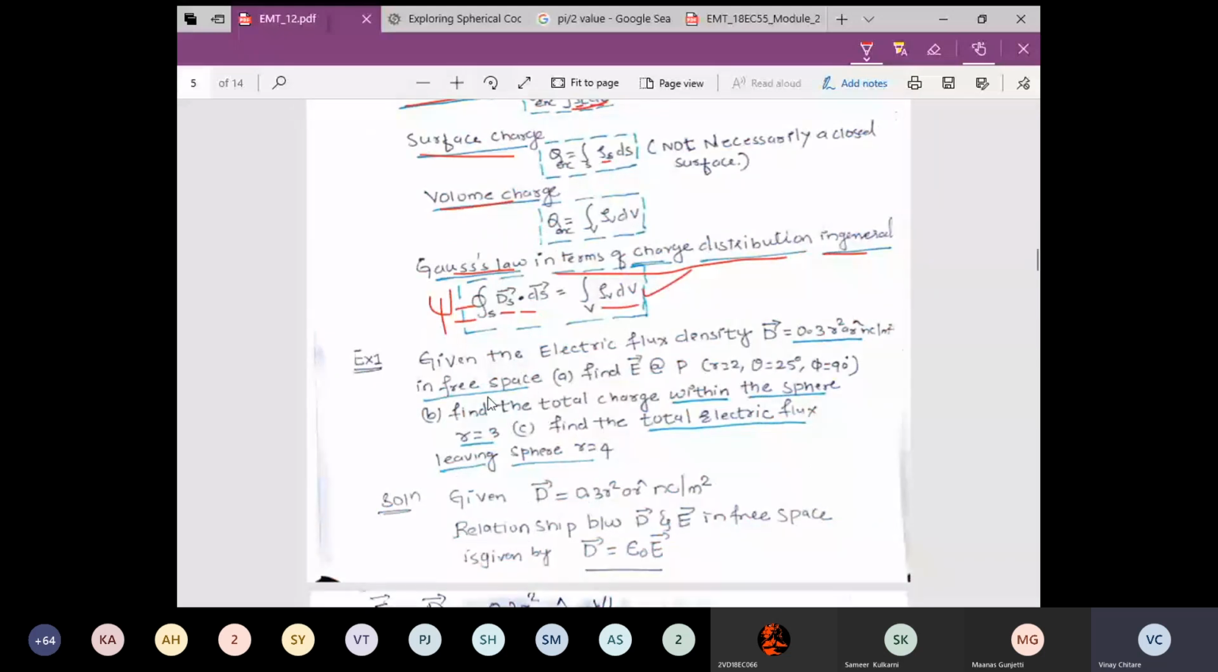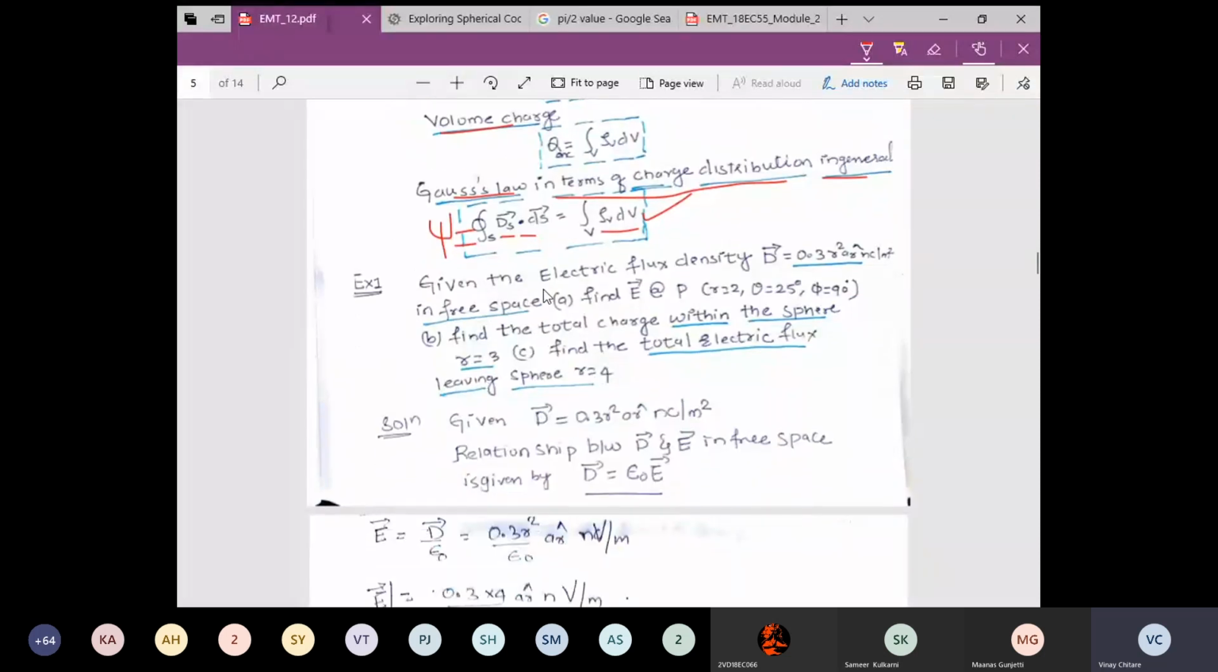Based on this, we will discuss two problems on Gauss's law. The first problem: given the electric flux density D equal to 0.3 r squared a_r nanocoulomb per meter squared. As we discussed last time, the unit of flux density is coulomb per meter squared, because it is nothing but flux per unit area.